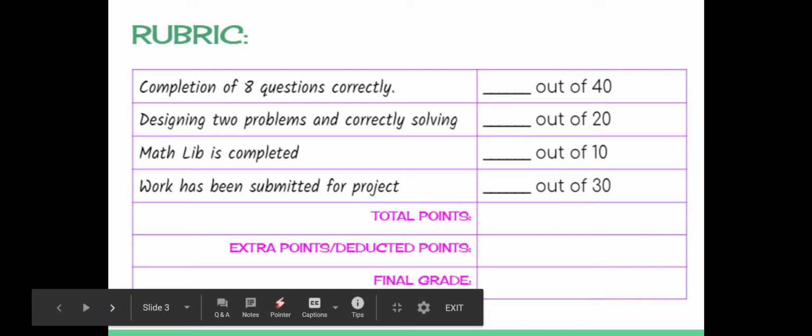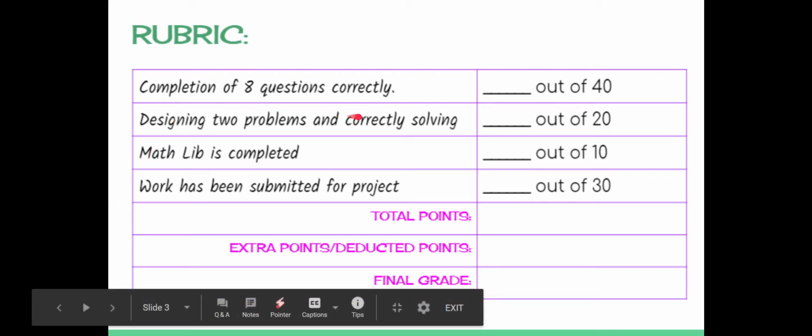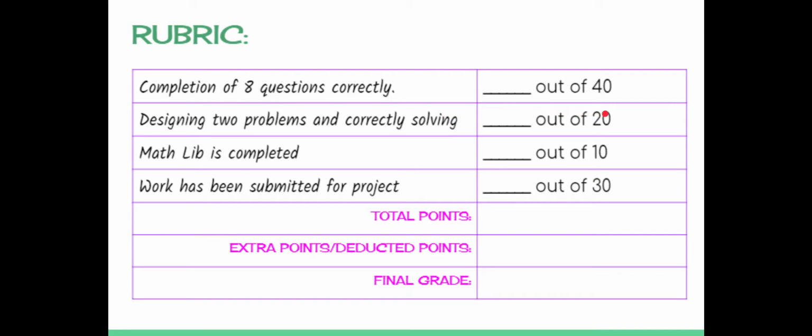Here is your rubric. The completion of 8 questions correctly is out of 40 points, so each question is worth 5 points. The second part of the rubric is that you design 2 problems and correctly solve them. That's out of 20 points, so 10 points per question. Then your math lib is completed on slide 4. Once that's all plugged in, that will give you 10 points. And then work has been submitted for this project, and that's out of 30 points.